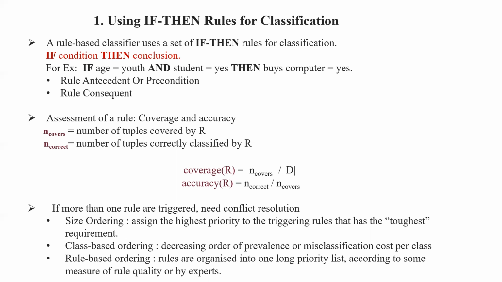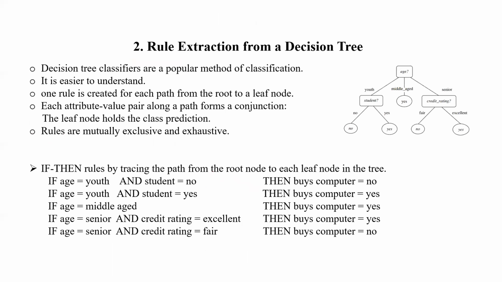Next, rule-based ordering. Rules are organized into one long priority list according to some measure of rule quality or by experts. The priority measures can be such things as accuracy, coverage, or size. If rule ordering is used, then the rule set is known as a decision list. Second one will be rule extraction from a decision tree.